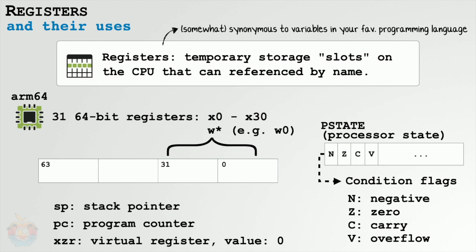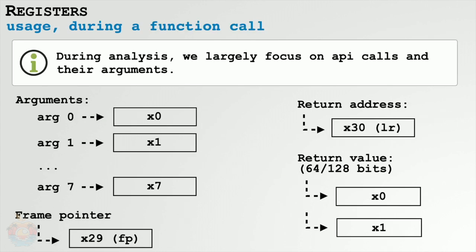There are also a few dedicated registers that are worth noting. For example, SP is the stack pointer. PC is the program counter, or the instruction pointer. And then finally, there's a dedicated virtual register known as XZR, which is always set to 0. There are also some floating point registers, but in the context of malware analysis, those aren't really relevant. And finally, we have the PSTATE entity, which holds condition flags. We'll talk about this more shortly.